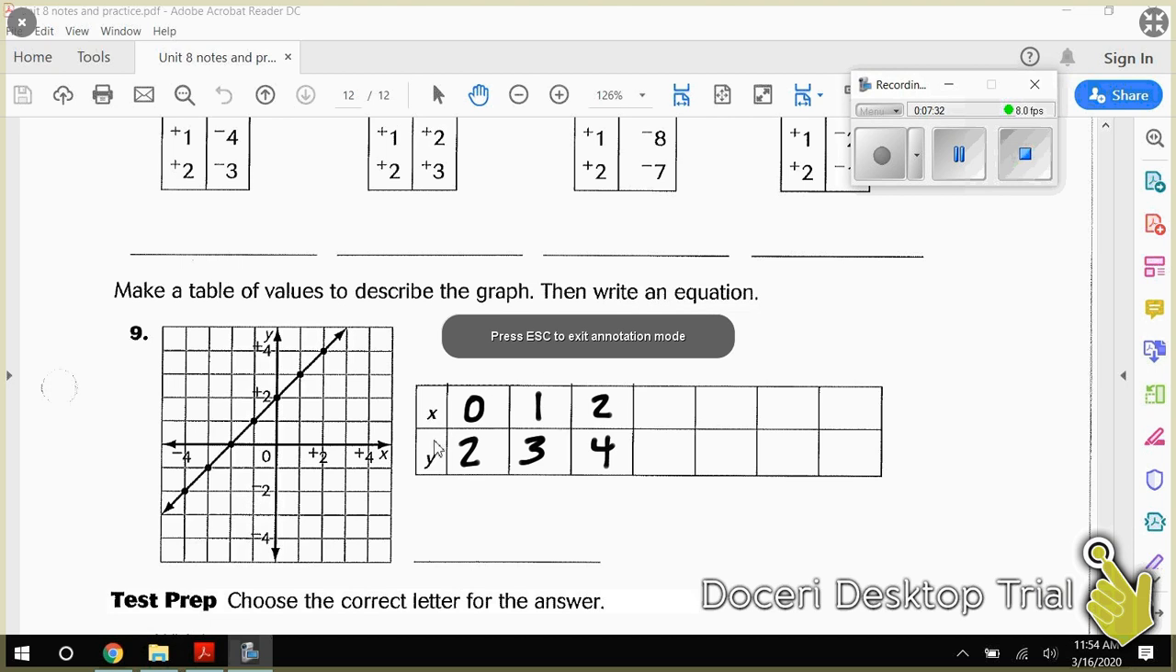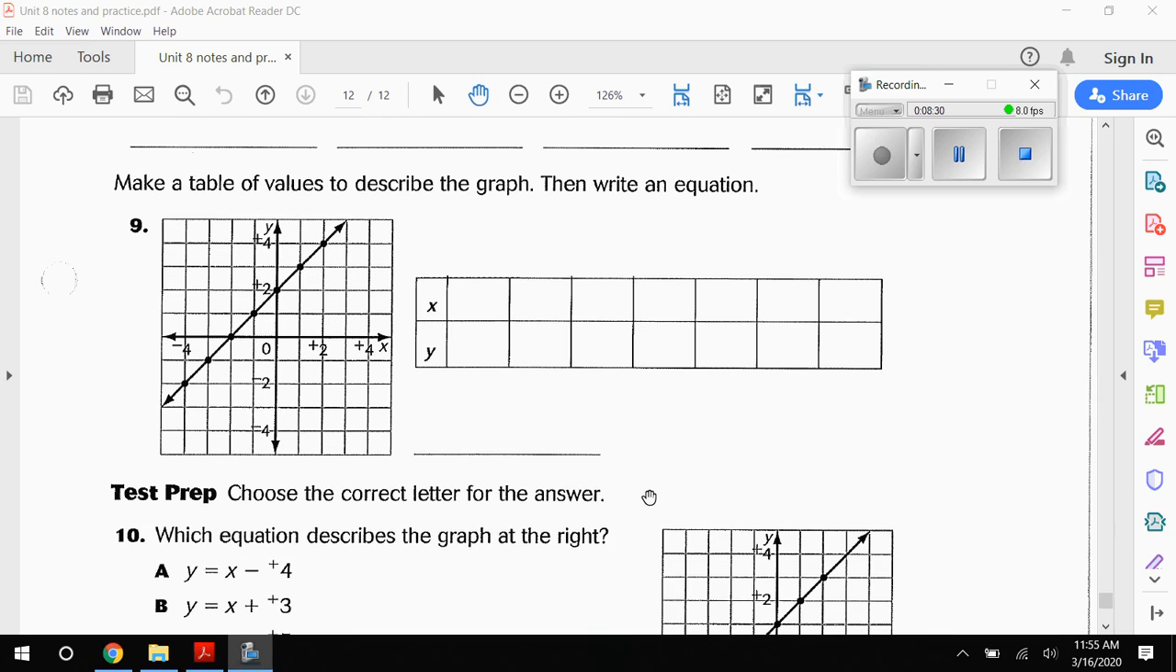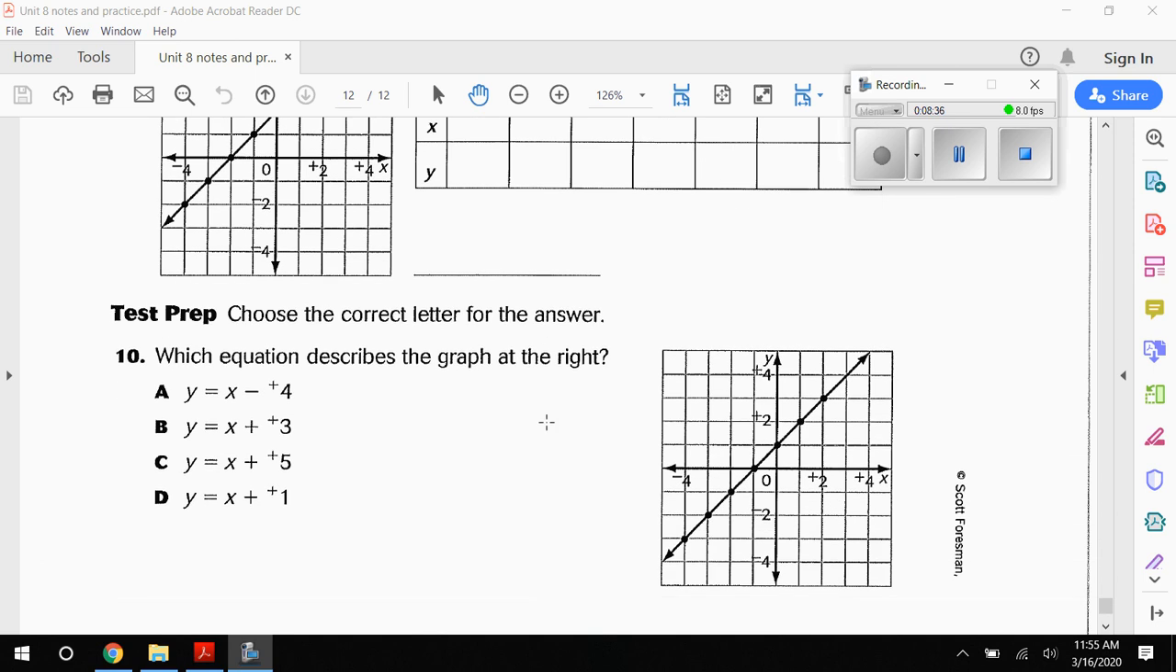Okay, so what happens to x to get to y? 0 to 2, well, that looks like plus 2. 1 plus 2 is 3. 2 plus 2 is 4. Okay, you know what? That works. So y equals x plus 2. Okay, so that's our pattern, and that's what we're going with there. So just be able to take data from a graph, move it to a table, and then come up with an equation to represent the whole thing.